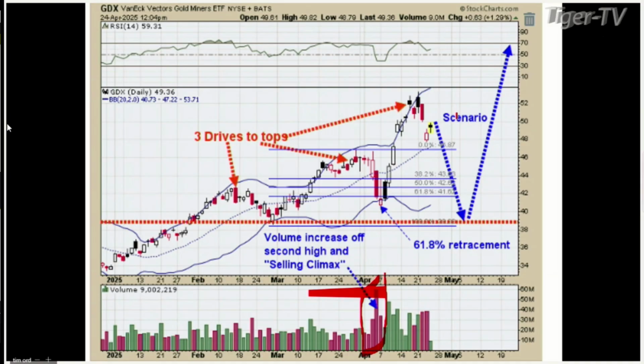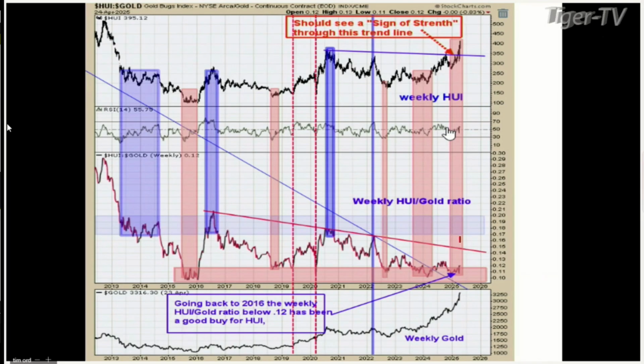And there's a lot of confirmation on the longer-term charts suggesting that the next really good buy signal will be right around this vicinity at 39. I see. So that's what I'll be looking for.